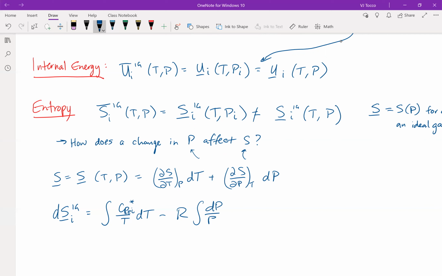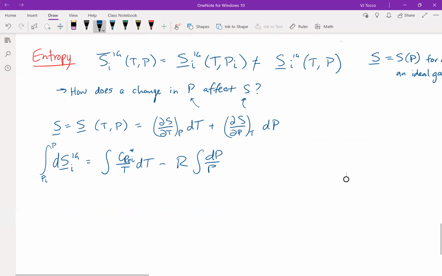So I want to figure out what the change in S for an ideal gas is as I go from P1 to P2, or in other words, if I go from partial pressure to total pressure. I know I have a dT term, but because I'm not changing T, T is constant here, so this dT term can go away. Again, I'm just looking at how the change in pressure affects entropy. Then I'm left with minus R times the integral of 1 over P dP, and this is equal to minus R ln of P, and rewritten for the limits of integration, which are Pi to P, is P divided by Pi.